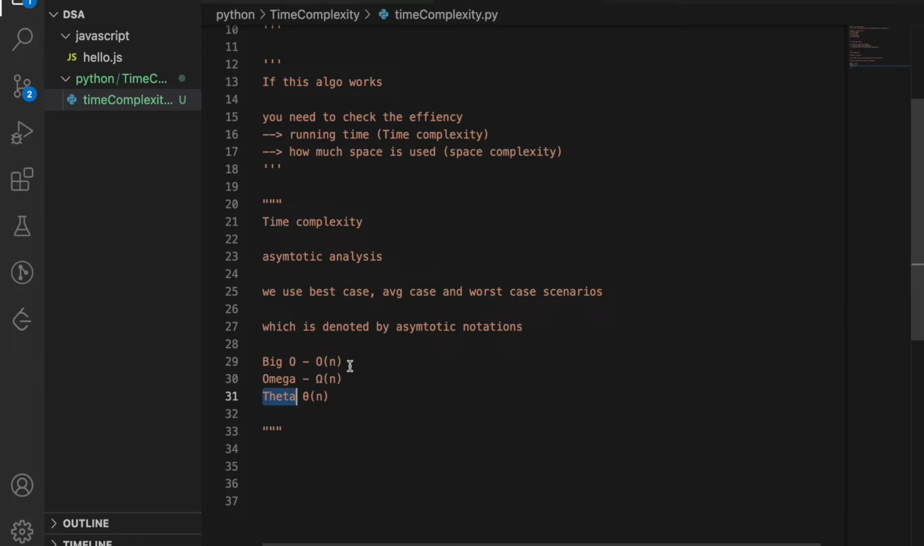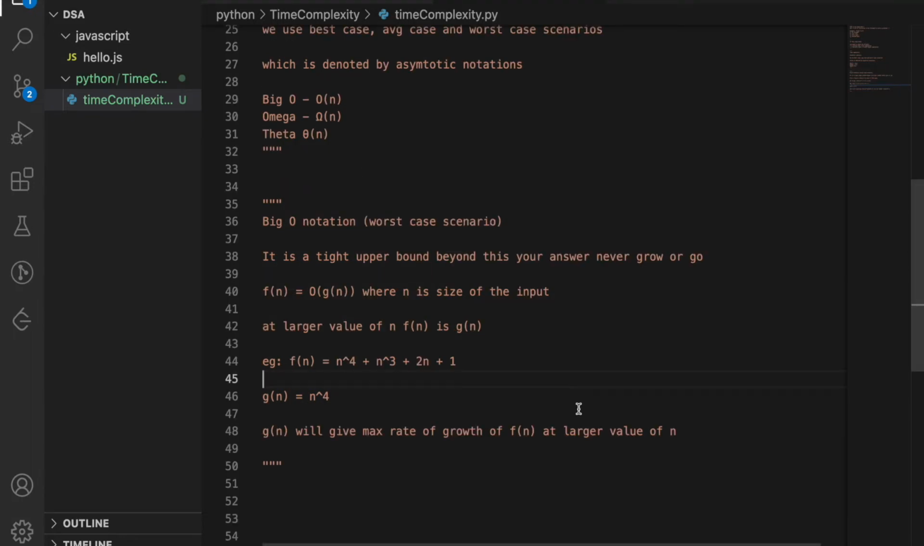So you ideally check for big O of n. So how much is the time complexity, big O of n? Okay, ideally we check only for the worst case scenarios for an algorithm. Okay, so let's see what big O notation is. It represents the worst case scenario, as I said. So it represents a tight upper bound. Beyond this, your answer never grows or goes.